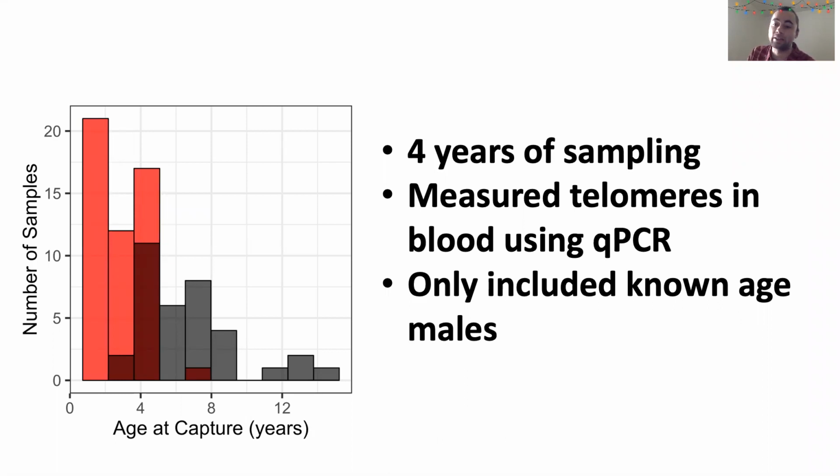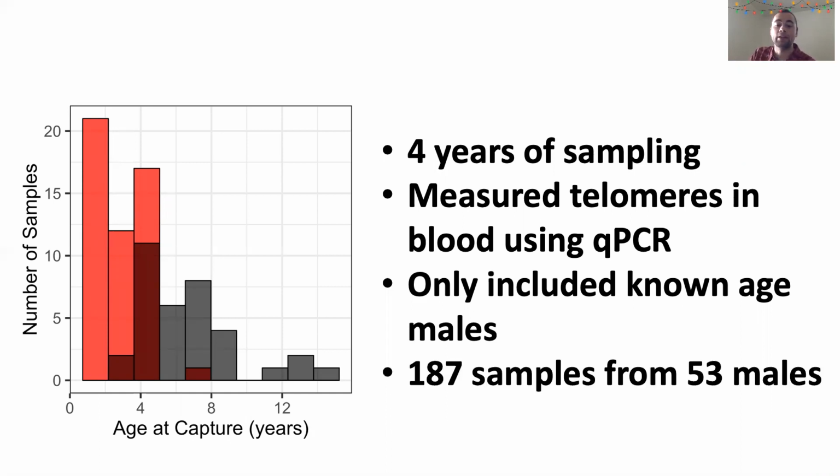The color indicates an individual's social status. I'm not going to talk about that too much today. Only the dark bars represent individuals that are reproducing in the population, territory holders. But in general, we had 187 samples from 53 males. So there's quite a bit of resampling in this study that I'm working with.